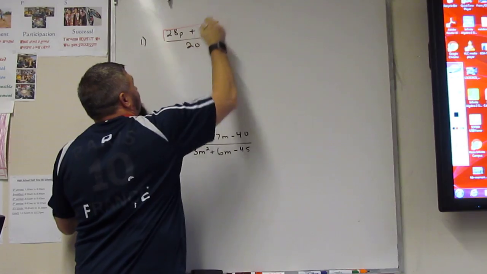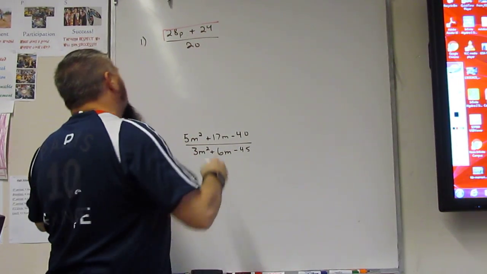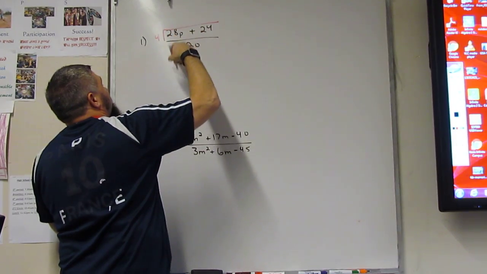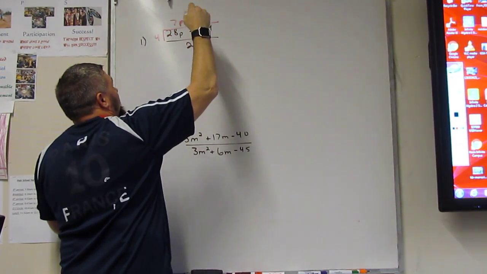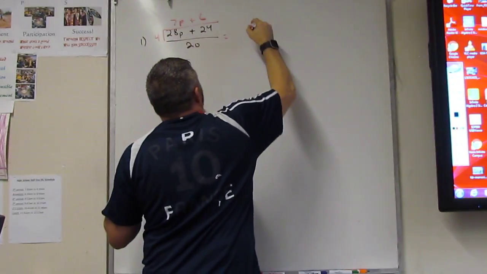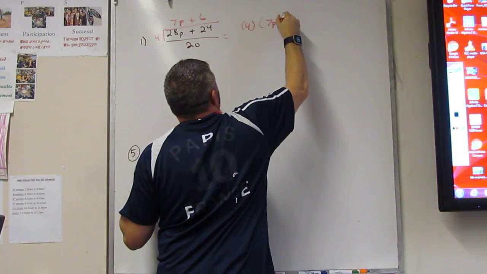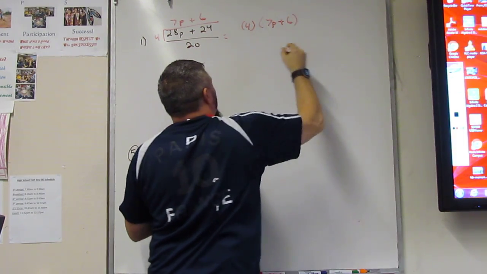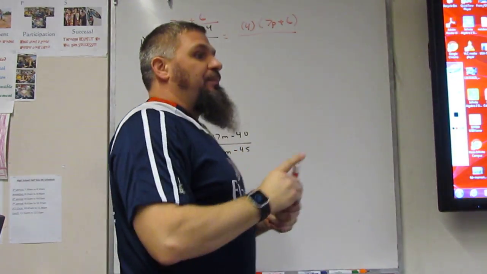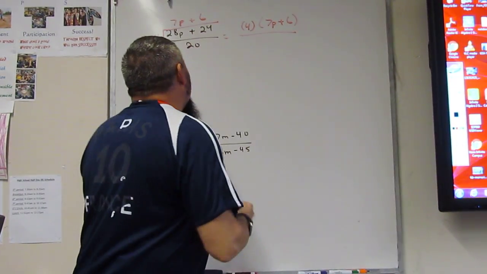So what number goes into 28 and 24? 4. 4 goes into 28 7 times, and 4 goes into 24 6 times. So I've got 4 times (7p plus 6) on the top.